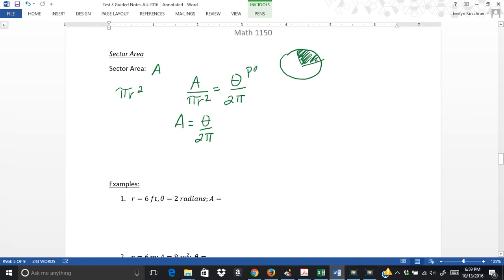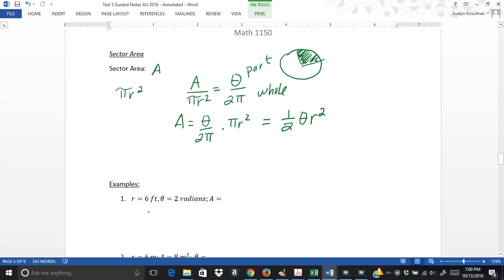Remember, part and whole. And as long as you keep part on top and whole on the bottom, it'll work. And then multiply by pi r squared. And so that means that A equals 1/2 theta times r squared. And theta, again, must be in radians. But it's just the same idea as the arc length. It's just a part and a whole.